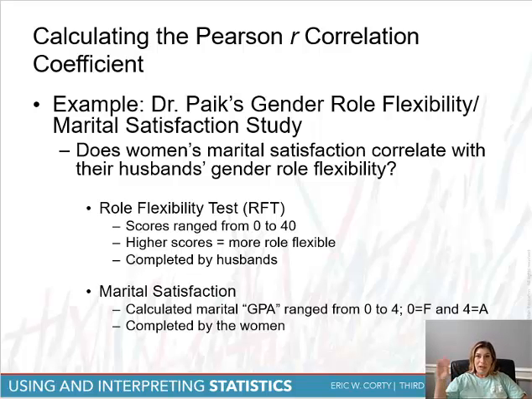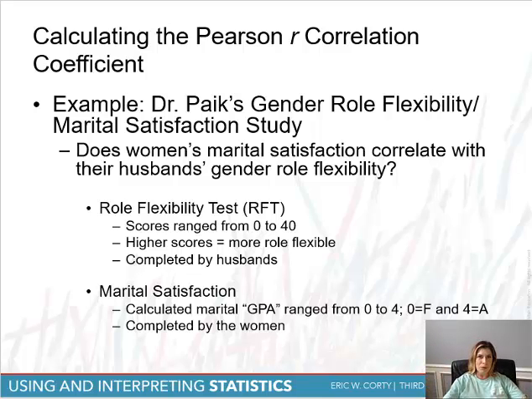And then the male, the husband, took some sort of gender role flexibility test, and the scores ranged anywhere from 0 to 40. So a 0 meant that they were not very flexible in their gender role, and a 40 meant that they were very, very flexible.